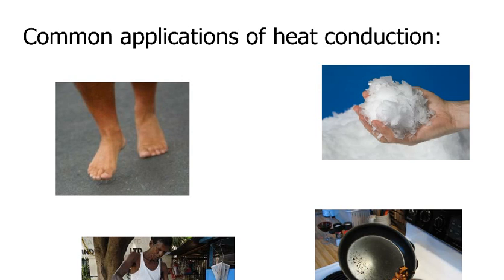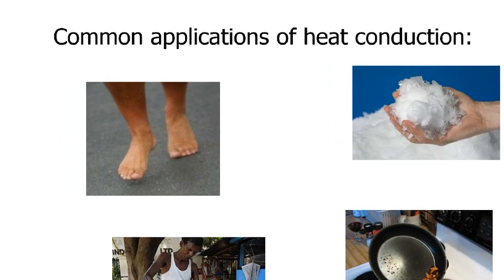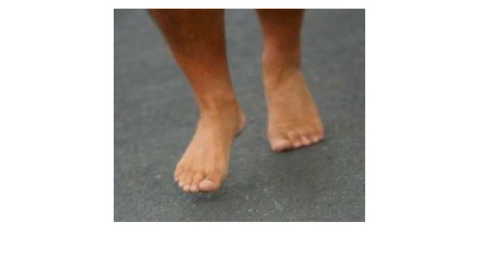All right, here are some common everyday examples of heat conduction. So this guy is running or walking barefoot on asphalt. Asphalt's black. We'll learn more about this when we talk about radiation, but black things absorb heat the most efficiently of any color. So black things are going to get really hot when there is sun shining on them. All right, so running barefoot on black asphalt, if it's a hot day, is a really bad idea. You can actually burn your feet really badly that way.